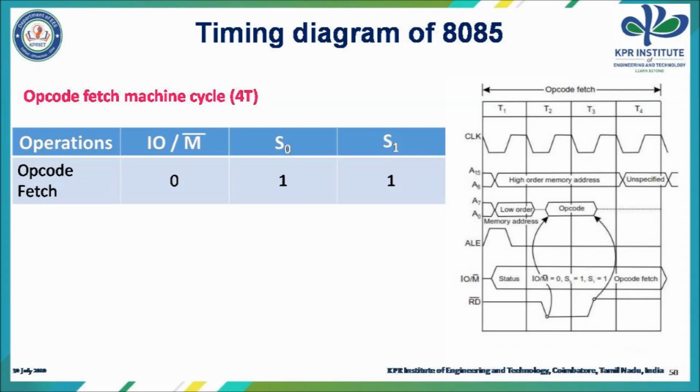When ALE becomes low, AD0 to AD7 automatically changes to D0 to D7 and it holds the opcode from the memory. During this time, the status pins will be IO/M bar equal to 0 and S0 S1 will be equal to 1 1. Since this is a read operation, the read bar pin is used, and the read bar pin is made low during T2 and T3 whenever the processor performs a read operation. So this is the timing diagram of opcode fetch machine cycle.